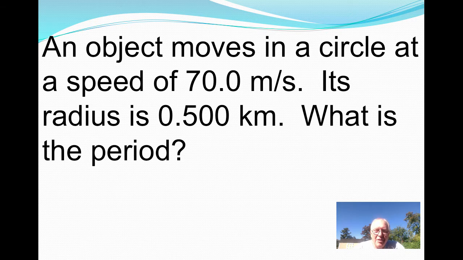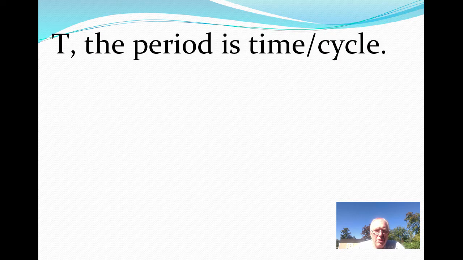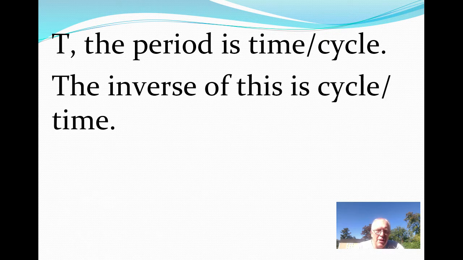Okay, we're back. This time, of course, you had to make the conversion from kilometers to meters to get the correct answer, but you should have come up with 44.9 seconds. How did it work out? Bring your questions to class, please, as always. So this is the time per cycle. Cycle is another word for the time around a circle. That's the period.